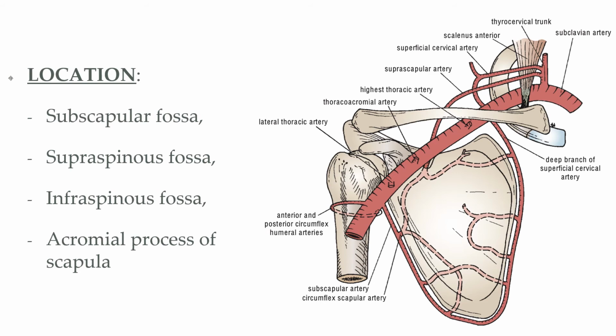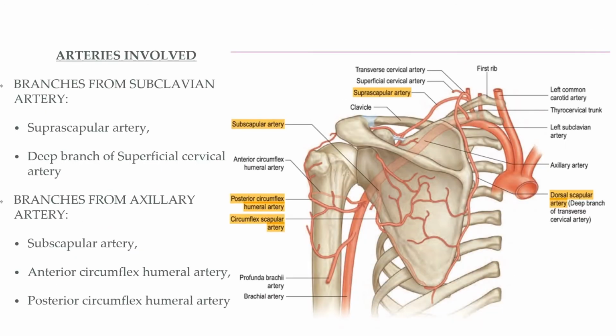The anastomosis between the branches of the subclavian artery and the branches of the axillary artery exists at four different sites: subscapular fossa, supraspinous fossa, infraspinous fossa, and around the acromial process of the scapula. Now let us see the illustration on the screen. You are viewing from the posterior side.